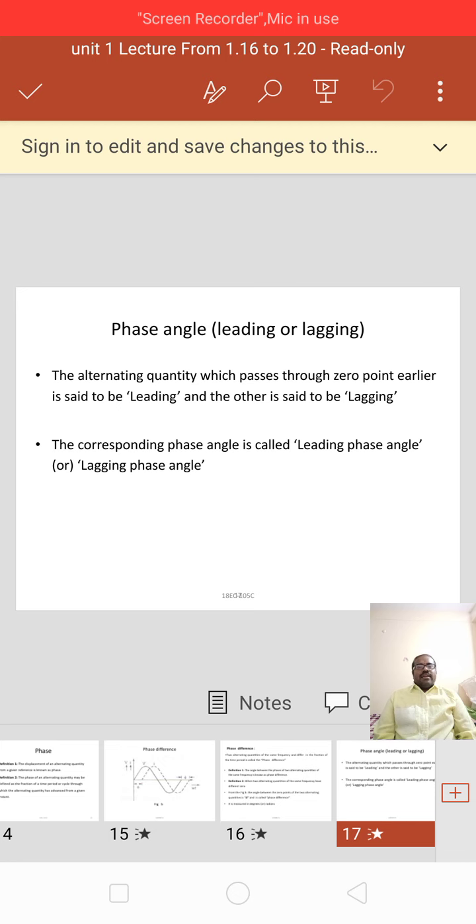The starting angle of these two is nothing but the phase, and the earlier one is the leading one and the later one is the lagging one. The corresponding phase angle is called the leading phase angle or the lagging phase angle. The alternating quantity which passes through the 0 point earlier is said to be leading and the other is the lagging.